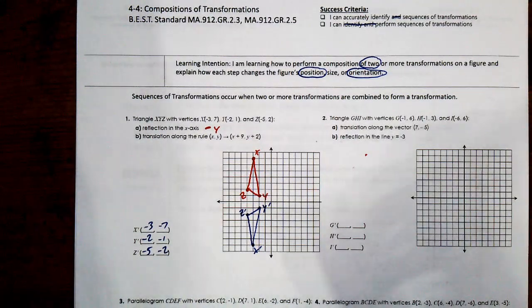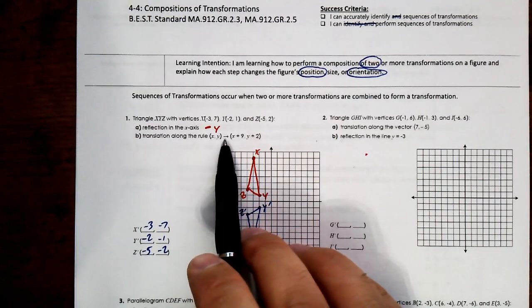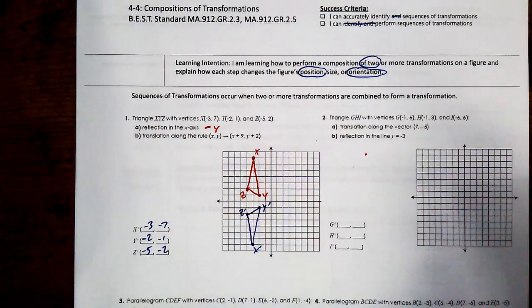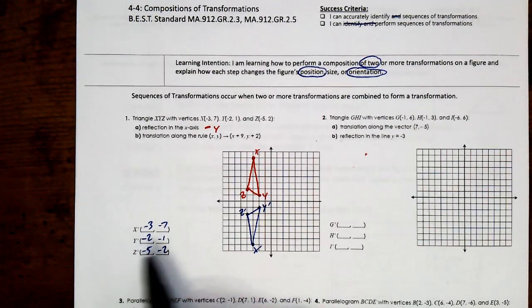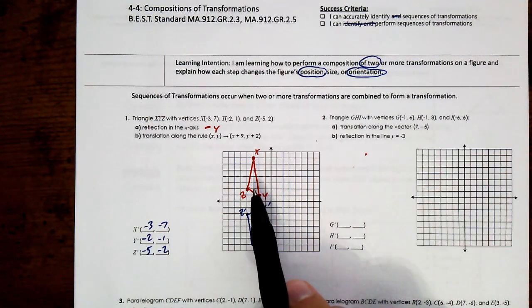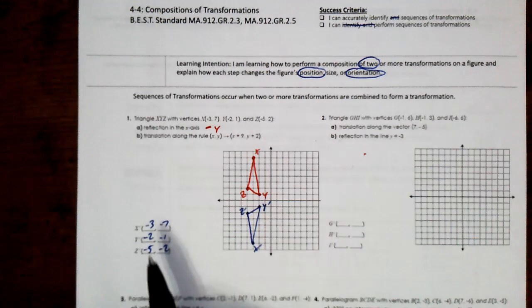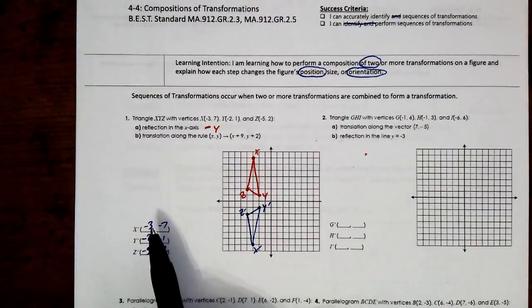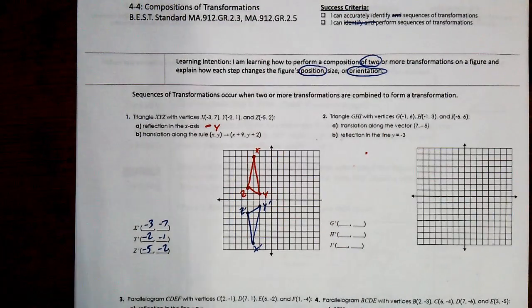Now we're going to do a translation along the rule (x, y) becomes (x + 9, y + 2). That's what we're going to do to our new set of points. It doesn't go to the original. It goes to our new one. So we first had to reflect it, now we're translating it. So now we're going to add 9 to all the x's. We're going to add 2 to all the y's.